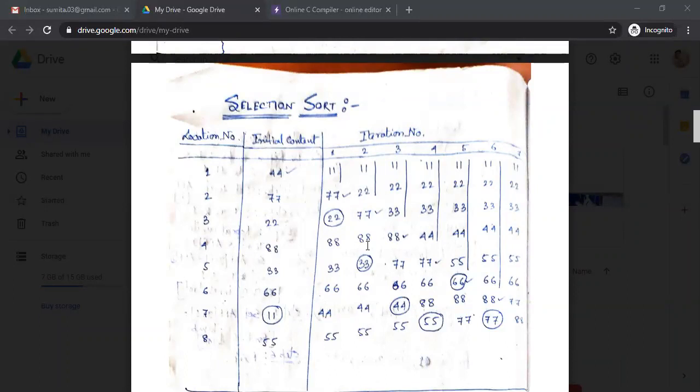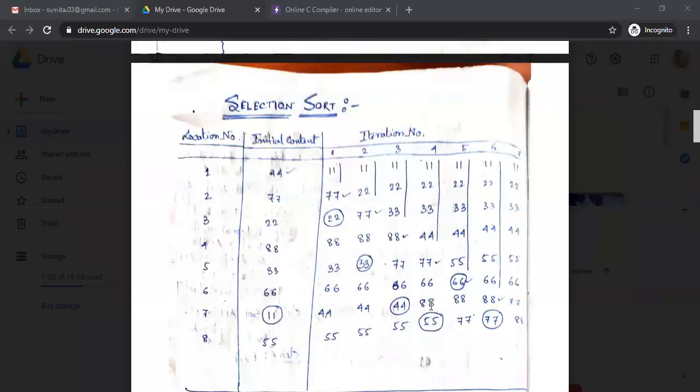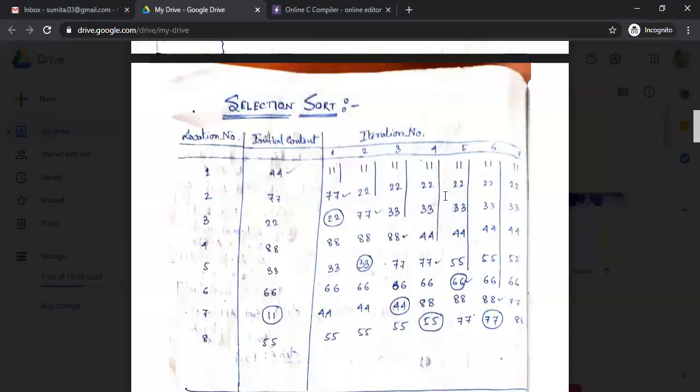after arranging ARR0, ARR1 and ARR2, the next element, in ARR3, there is 88. Again we have to find out the smallest one among this part, which is 44. So 88 and 44 interchange places with each other. So 44 moves up to this place and 88 goes down to this place. So 11, 22, 33 and 44, all these positions of the array are arranged. And see, all are arranged in ascending order.